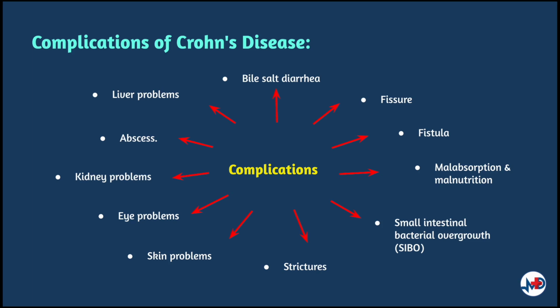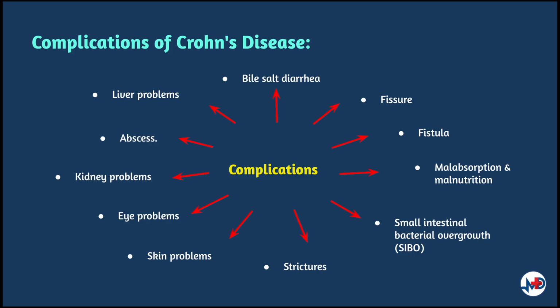Another complication would be bile salt diarrhea. Crohn's disease most often affects the ileum, the lower end of the intestine, and this part usually absorbs bile acids, which the body makes to help it absorb fat. If the body can't process the fat, then one would get steatorrhea or bile salt diarrhea as a complication.